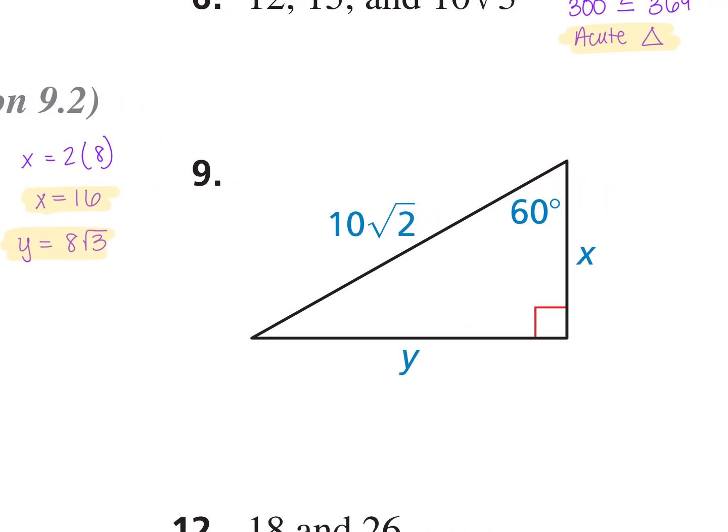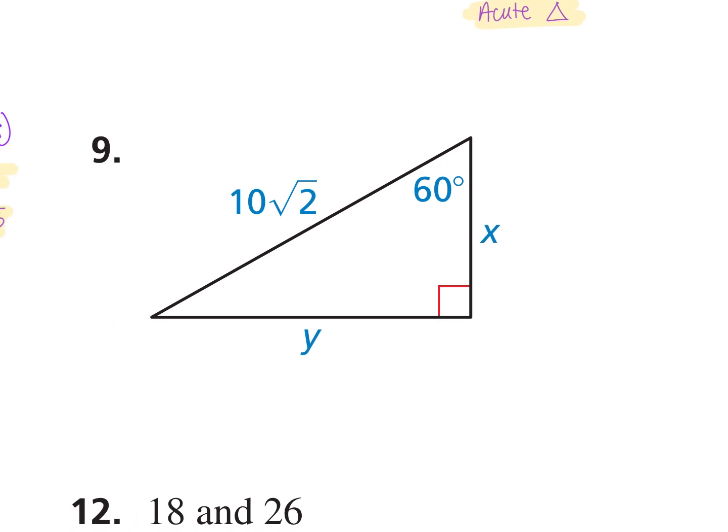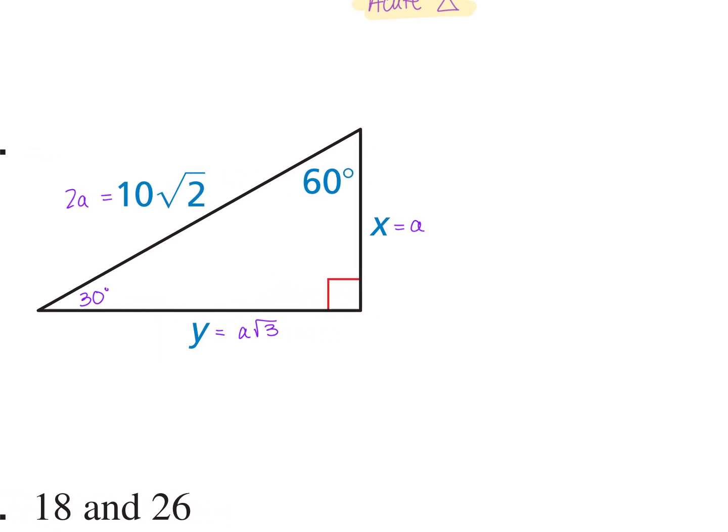All right, looking at number 9. 30, 60, 90 again. So opposite of 30 is a. Opposite your 90-degree angle is your hypotenuse, which is 2a. Opposite of 60 is a radical 3. And this one's not giving you a, so I have to solve for a.